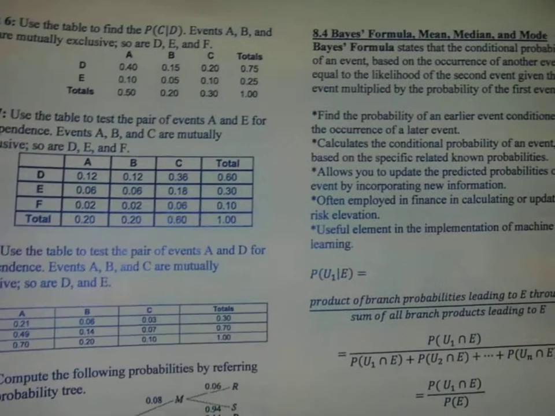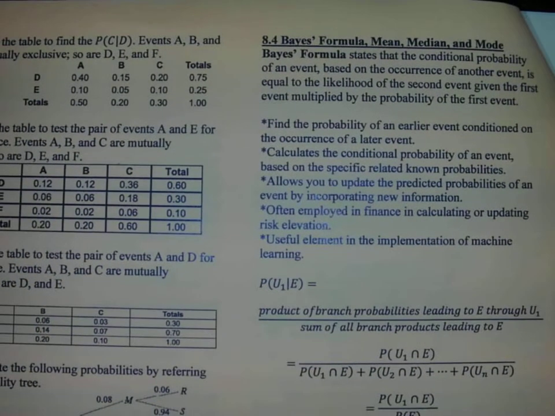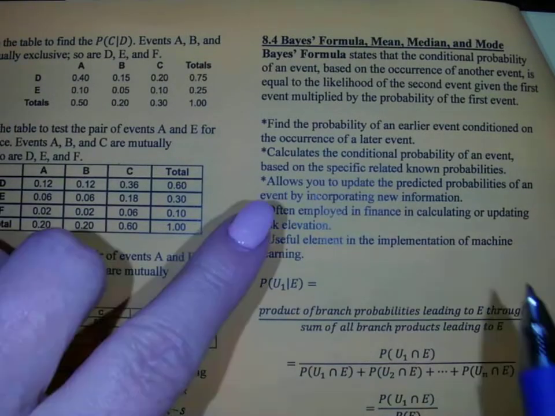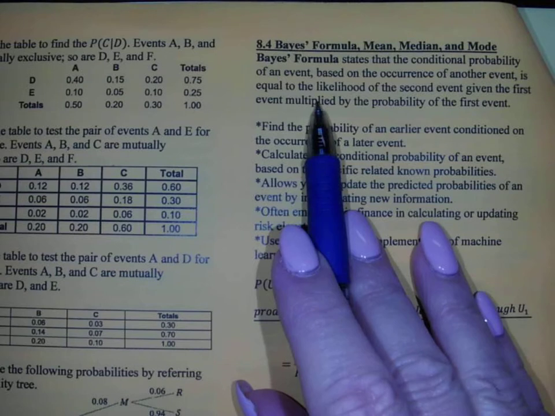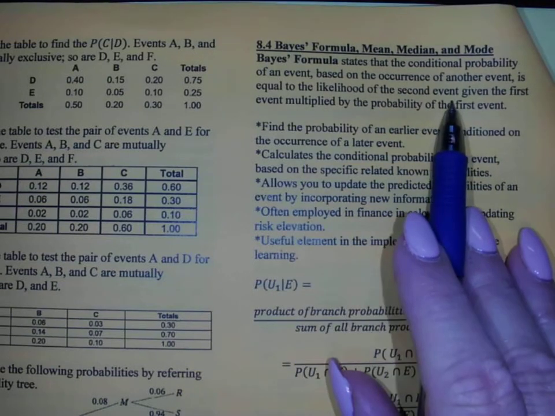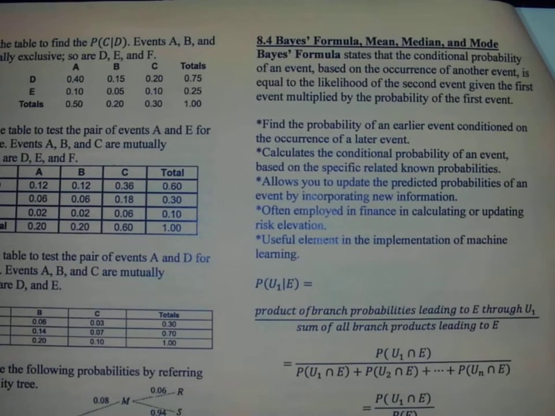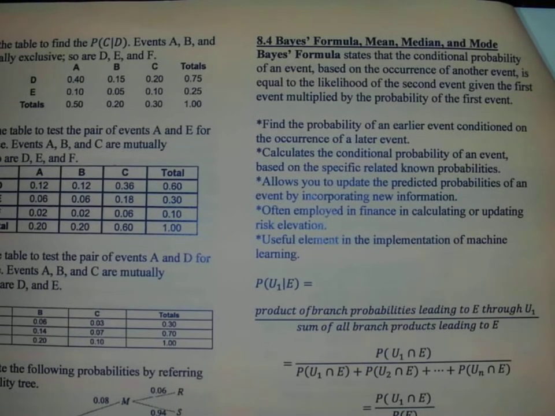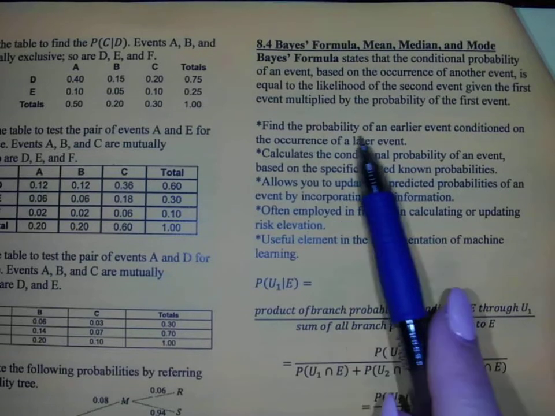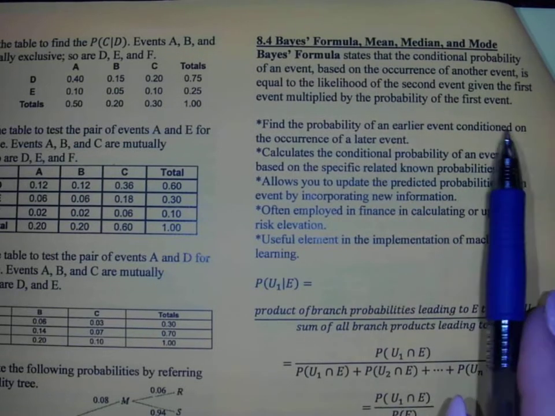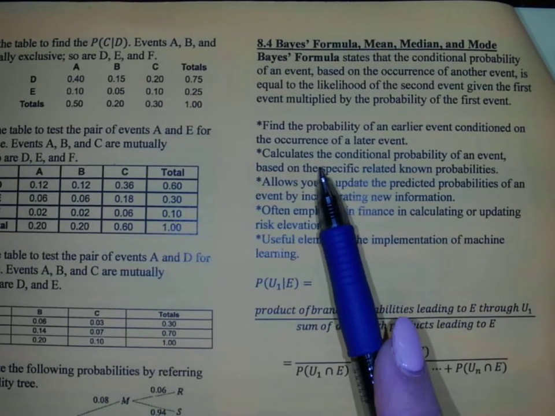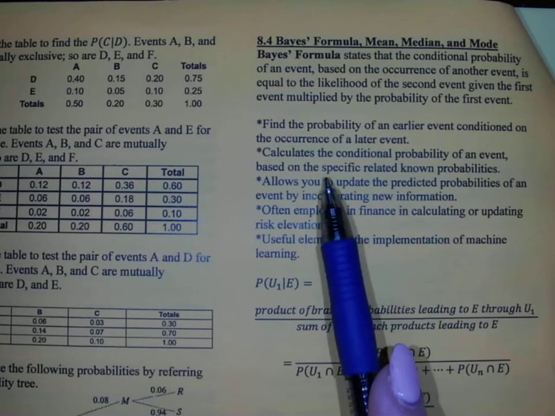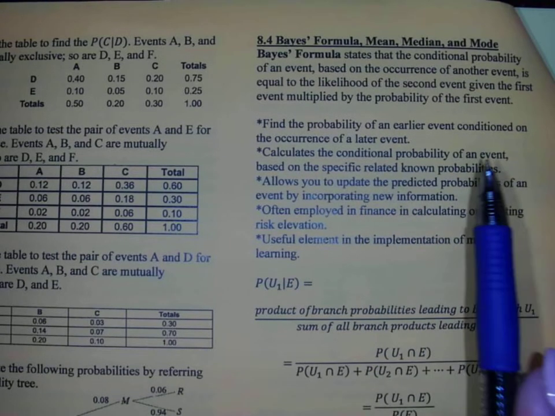Okay, so we're going to talk about Bayes' formula. Bayes' formula states that the conditional probability of an event based on the occurrence of another event is equal to the likelihood of the second event given the first event multiplied by the probability of the first event. So what we're going to do is find the probability of an earlier event conditioned on the occurrence of the later event. And it calculates the conditional probability of an event based on the specific related known probabilities.